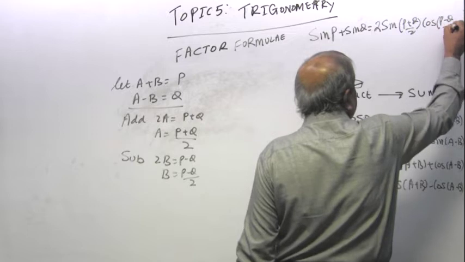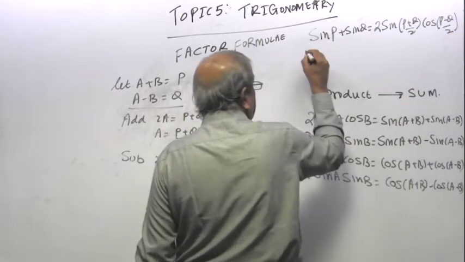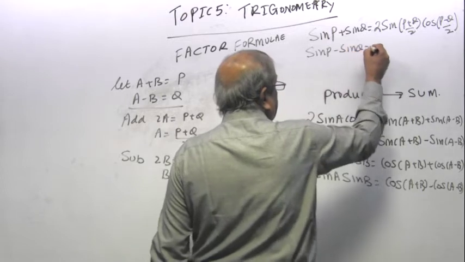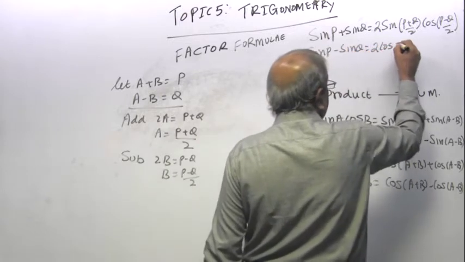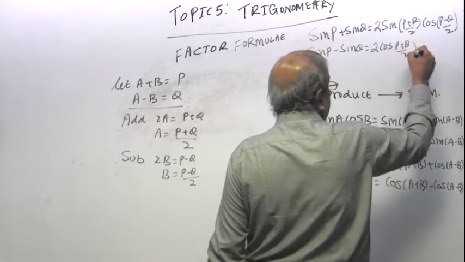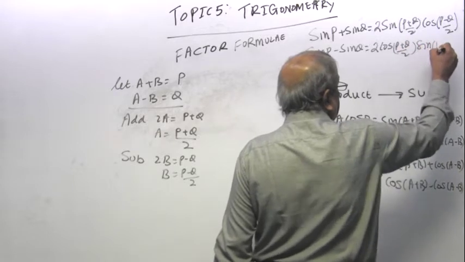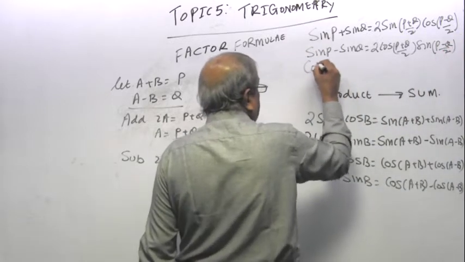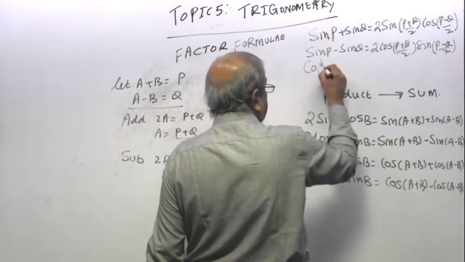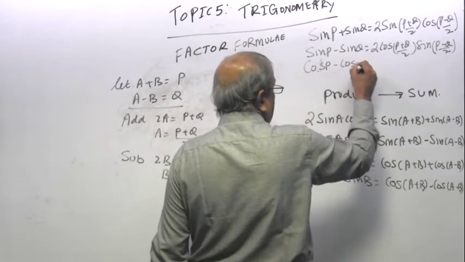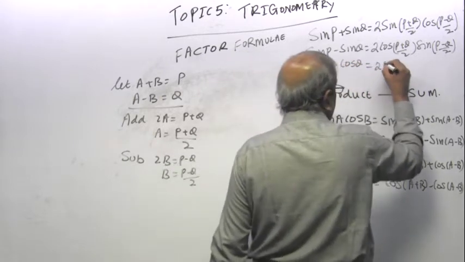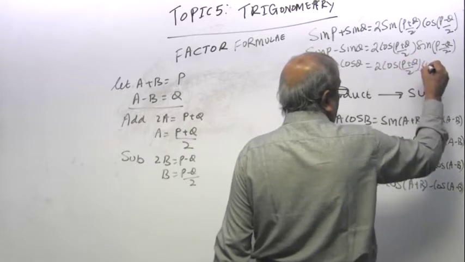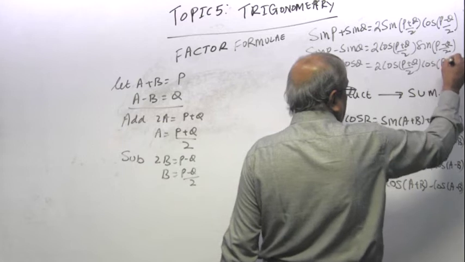minus Q over 2). This is in your formula book. Sine P minus sine Q equal to 2 cos (P plus Q over 2) sine (P minus Q over 2). Cos P minus cos Q equal to 2 cos (P plus Q over 2) cos (P minus Q over 2).